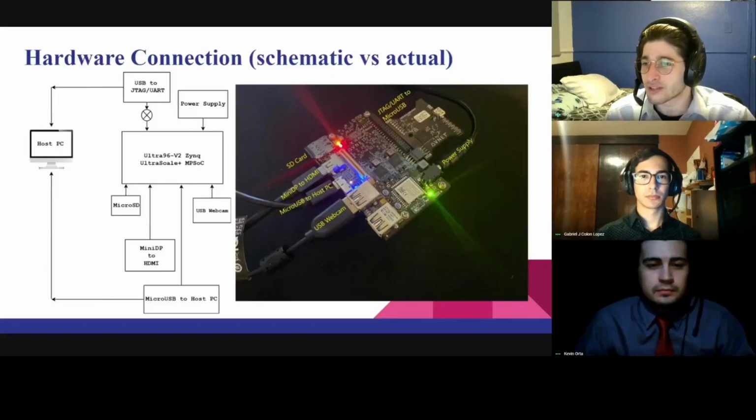Here we have the hardware connection schematic versus the actual connection. As you can see, the JTAG UART has no connection on the actual connection because it was used for the initial setup. After that, you just connect the host PC to the micro USB to access the Jupyter notebook.